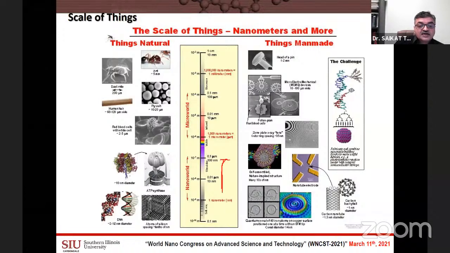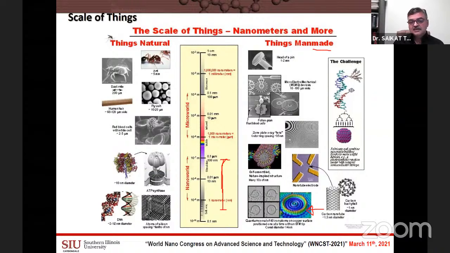Now, scale of things. It is very interesting that what we are looking at in case of nanomaterials is right here. Of course, this is a very old slide, but if you look at man-made things, human capability today has gone to a point that you can arrange each atom of a particular element the way you want. With this kind of innovation, you can only propel this field even better.